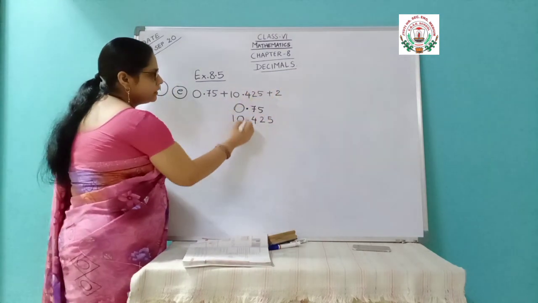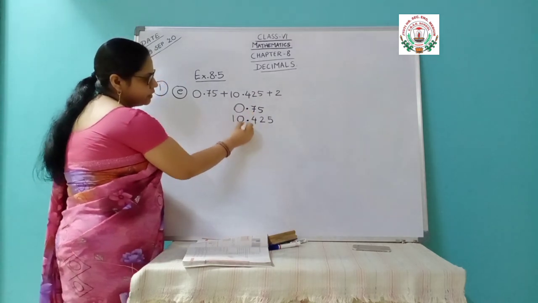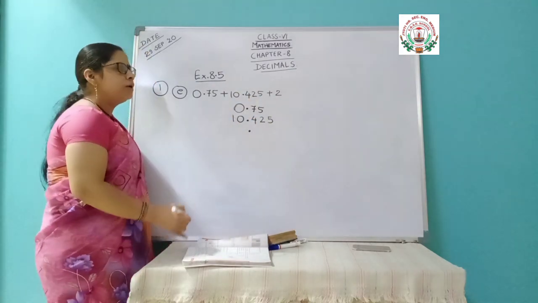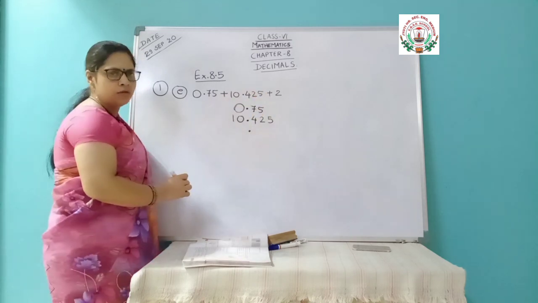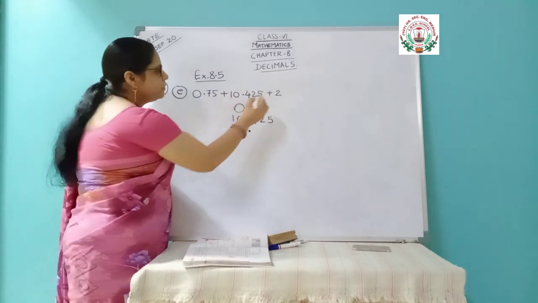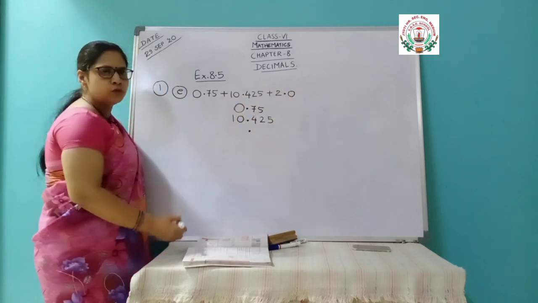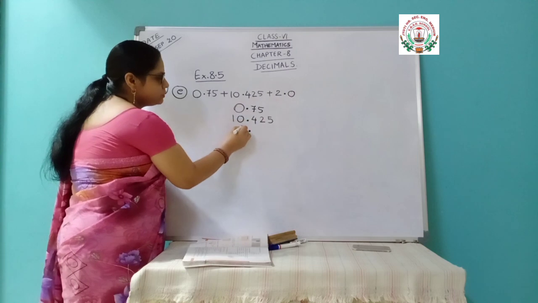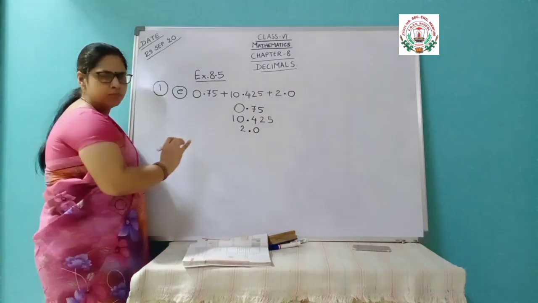Then for writing the third number, first we have to arrange the decimal below the decimal. But here decimal is not given. But you should know and understand that if decimal is not given in any of the numbers, it means decimal is there at the last. Means it can be written as 0.0. So decimal below the decimal, and before decimal it is 2, and after decimal it is 0. So like this all the numbers you have written.